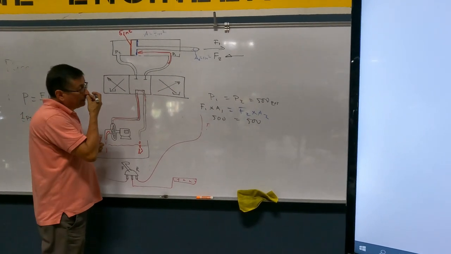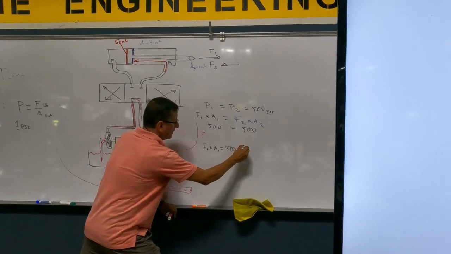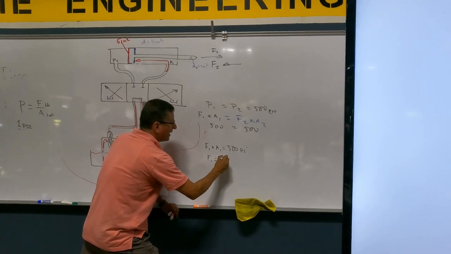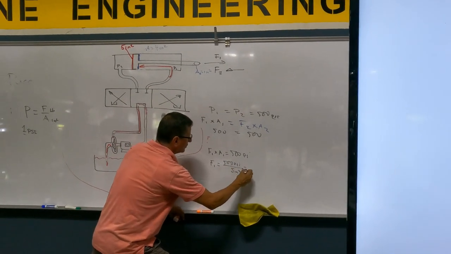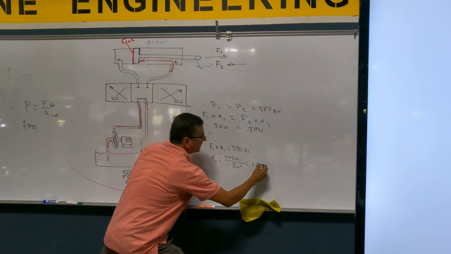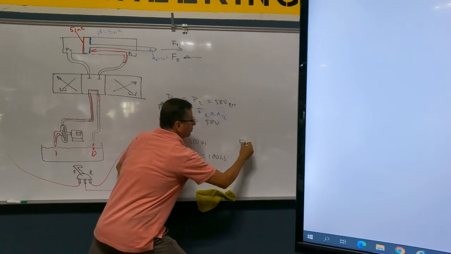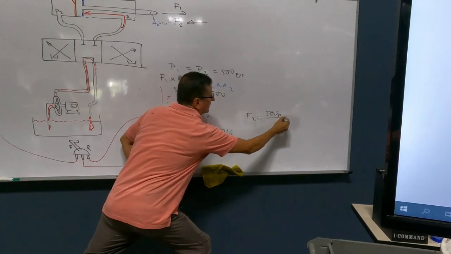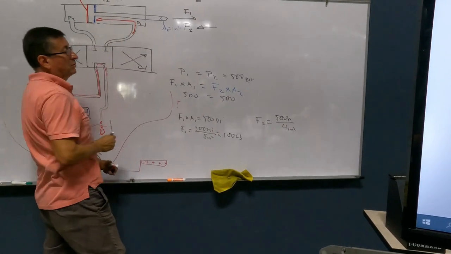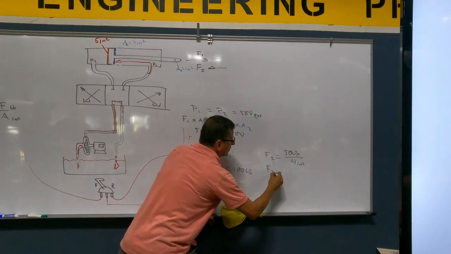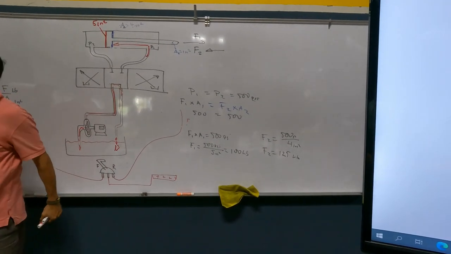Force number one divided by area number one is equal to 500 PSI. So force number one is 500 PSI times the area number one, 5 square inches, which is 2500 pounds. Now force number two is 500 PSI times area number two, 4 square inches. How much is 500 times four? 2000. The force in one direction is bigger than the force in the other direction.